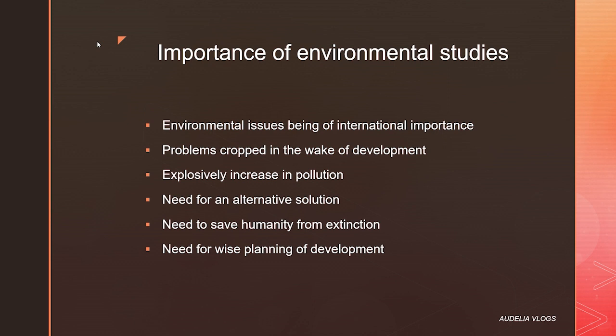Okay, next, an explosive increase in pollution because of the huge population. Pollution is there. People are throwing waste here and there because we don't have enough space. Every space is full of buildings and industries and houses, so where will we dump the waste? Next one is need for an alternative solution. If this continues like this, global warming will become a serious issue in time. So we have to find an alternative solution for this.